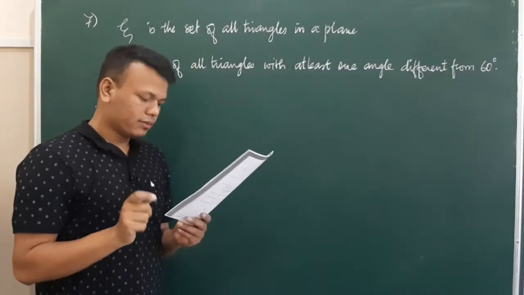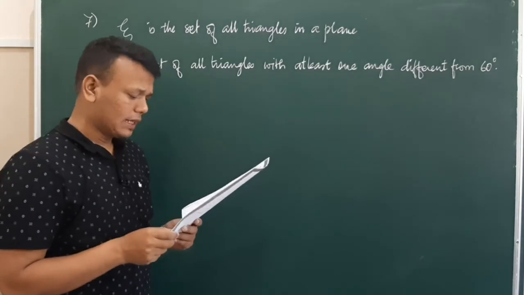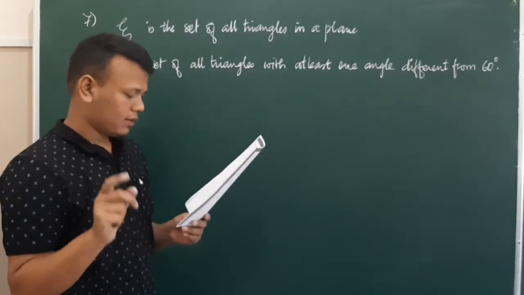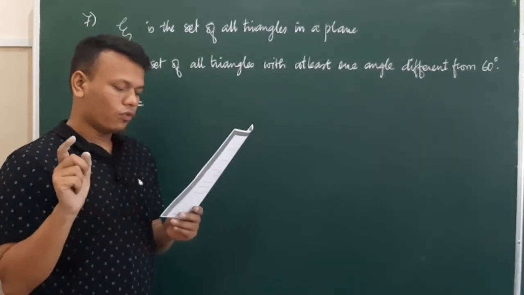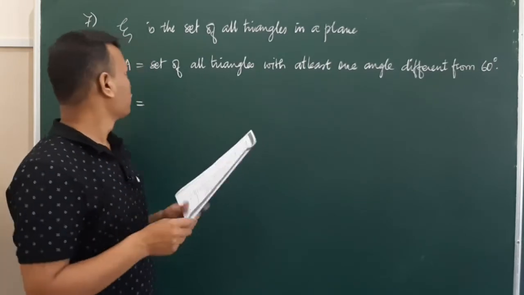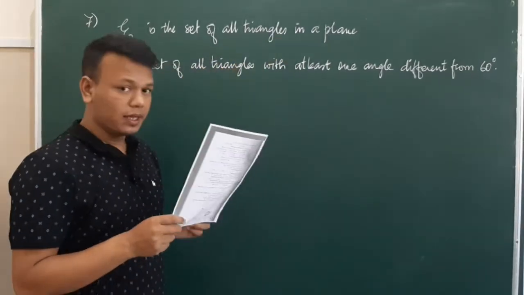Let's take question number 7. Question number 7 says, let xi be the set of all triangles in a plane. So xi is the set of all triangles in a plane.